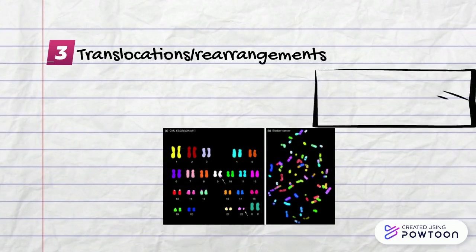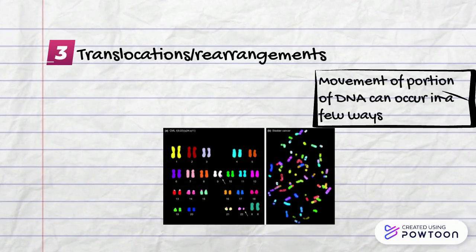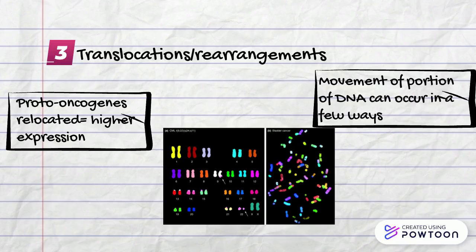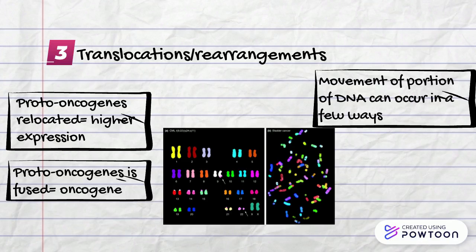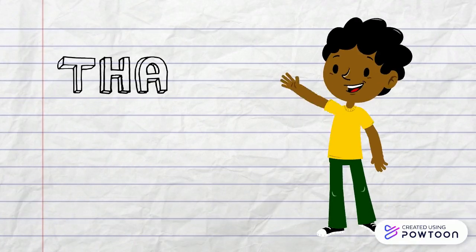Movement of a portion of the DNA from one place to another can occur in a few ways. Sometimes a proto-oncogene is relocated to another site of a chromosome, and because of the location, there is a higher expression, larger amounts of protein produced. Other times, proto-oncogenes may become fused with another gene that makes the proto-oncogene, now an oncogene, more active. And that is how a proto-oncogene becomes an oncogene.